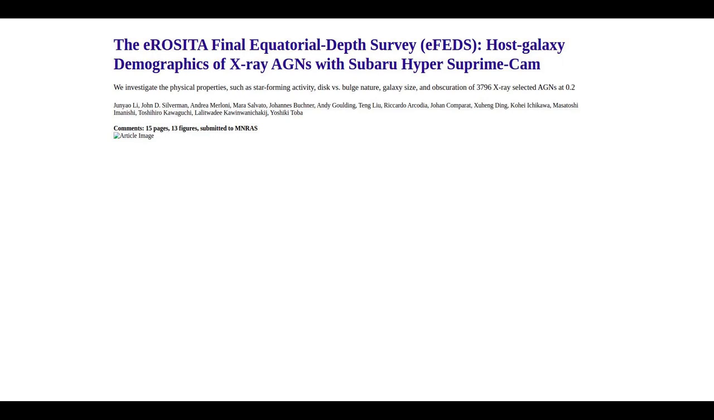Using Subaru Hyper Suprime-Cam imaging data in the grizy bands for SRG eROSITA detected AGN, we measure the structural parameters for AGN host galaxies by performing a 2D AGN host image decomposition. We then conduct spectral energy distribution fitting to derive stellar mass and rest frame colors for AGN hosts.